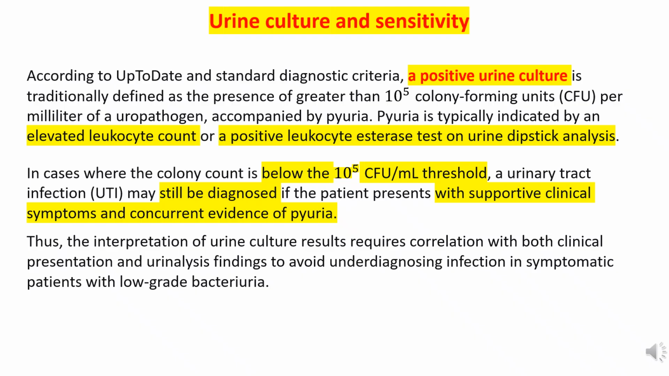In cases where the colony count is below the 10 to the 5th CFU/ml threshold, a urinary tract infection, UTI, may still be diagnosed if the patient presents with supportive clinical symptoms and concurrent evidence of pyuria. Thus, the interpretation of urine culture results requires correlation with both clinical presentation and urinalysis findings to avoid underdiagnosing infection in symptomatic patients with low-grade bacteriuria.